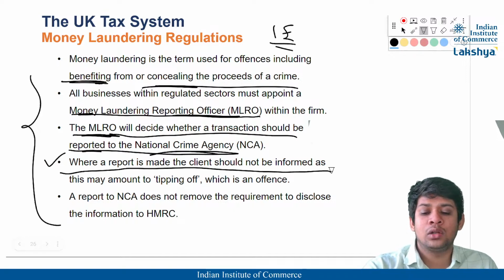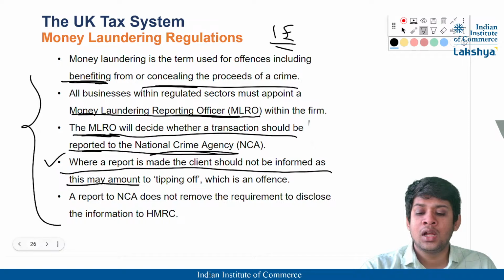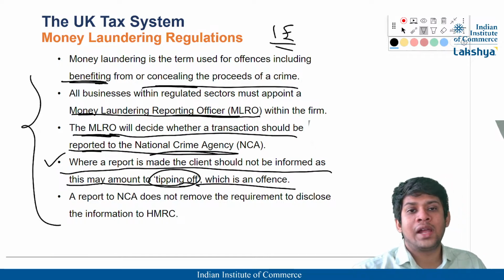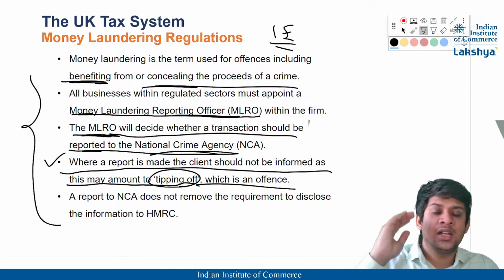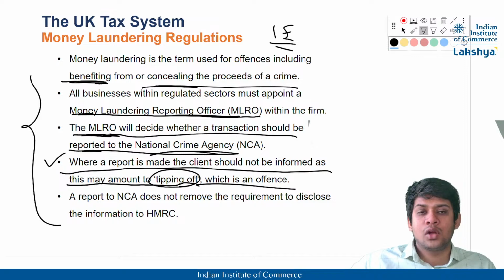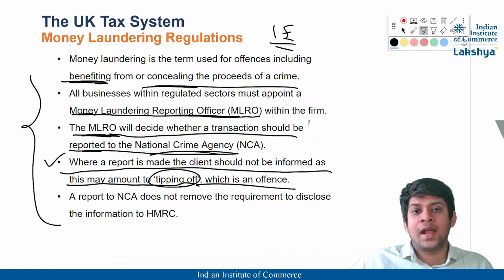Where the report is made, the client should not be informed. This may be tipping off, which is an offense. Okay. So guys, say the client is committing a fraudulent activity. Okay. I got to know about it. So I just ceased to be a tax agent for that client. I notified HMRC that I've ceased to be a tax agent for him.